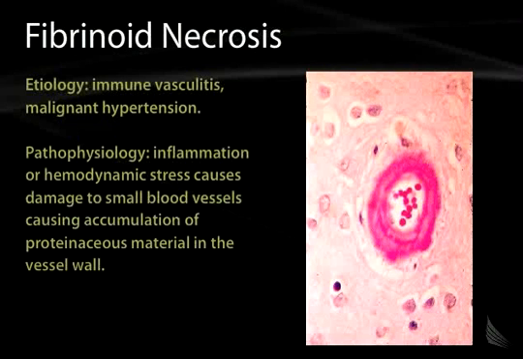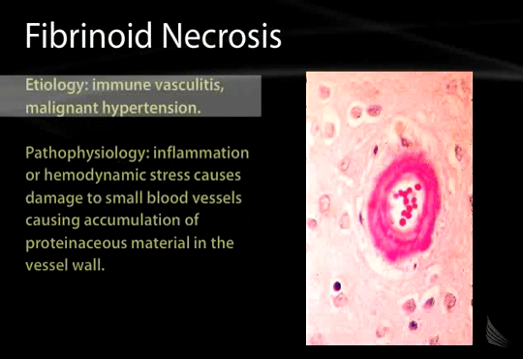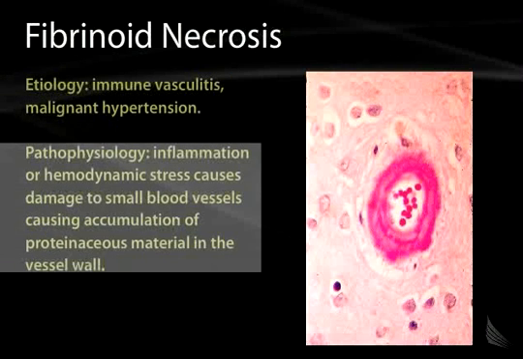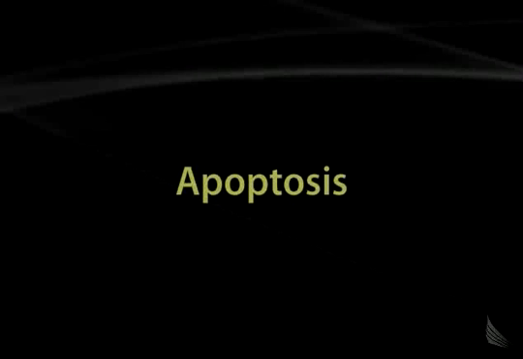Fibrinoid necrosis is a type of necrosis that's unique to blood vessels. In this type of necrosis, you get it from things like immune vasculitis or malignant hypertension. What happens is you get inflammation, or hemodynamic stress causes damage to the small blood vessels, causes accumulation of proteinaceous material in the vessel wall. And so you get the formation of hyaline-type, hyalinized vessels, as you see in the picture to the right, with this amorphous pink material thickening the vessel wall. And that's called fibrinoid necrosis, and again occurs from immune vasculitides and malignant hypertension. So those are all different categories of necrosis.